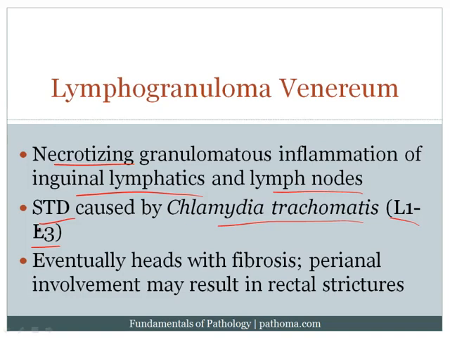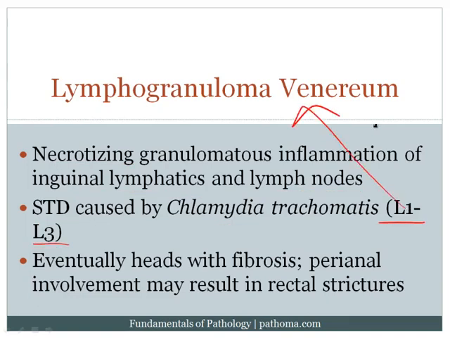Then remember that Chlamydia trachomatis is divided into several serotypes. So there's A through C, which causes trachoma. There's D through K, which causes urogenital infections and conjunctivitis, and then there's L1 through L3. And L1 to L3, as we're talking about here, causes lymphogranuloma venereum. Now, eventually you get healing with fibrosis, but you can get rectal strictures, especially if there's perianal involvement.